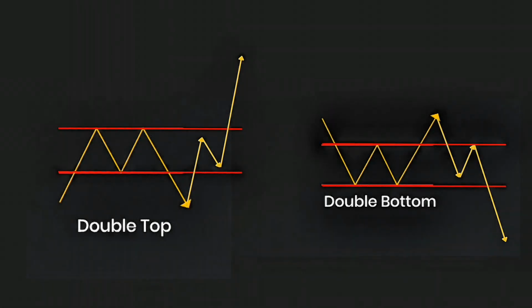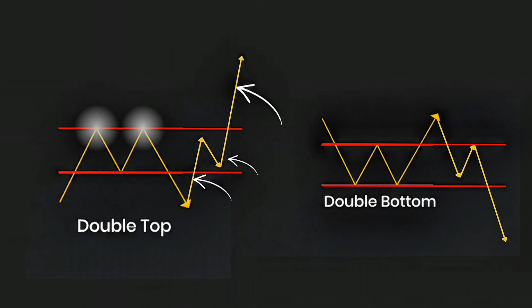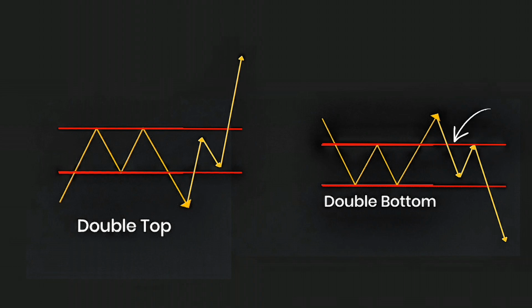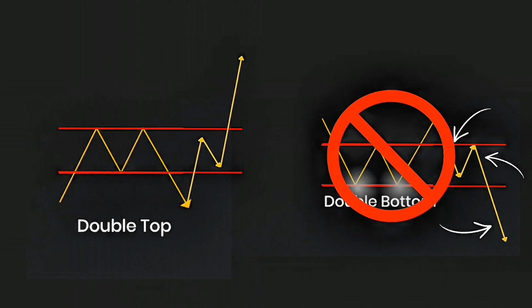A double top and bottom is likely to fail, so how will you know? When the price breaks below the neckline but then quickly goes back to the neckline and then breaks the two tops, it simply means that the pattern has failed. The same goes for the double bottom. When the price breaks the neckline and quickly goes back to the neckline and goes ahead to break the two bottoms, it means that the pattern has failed.